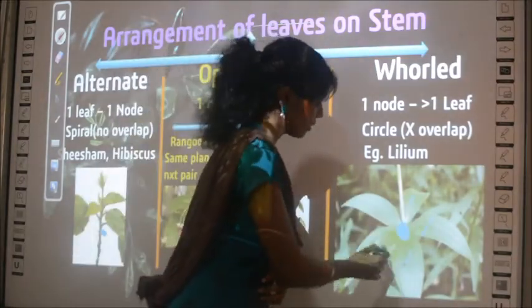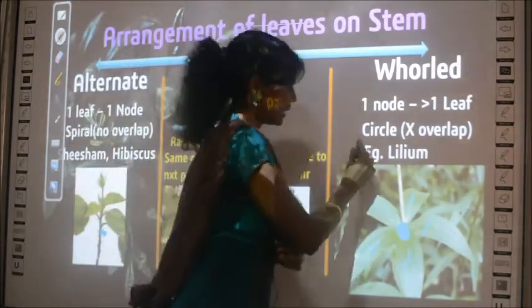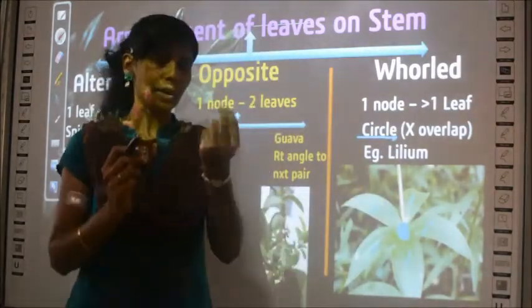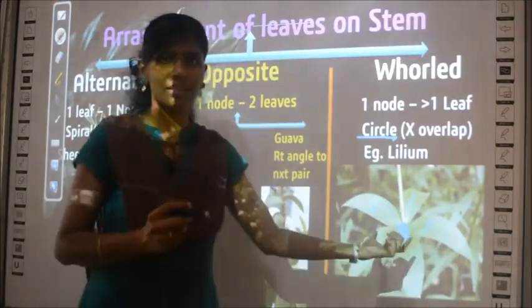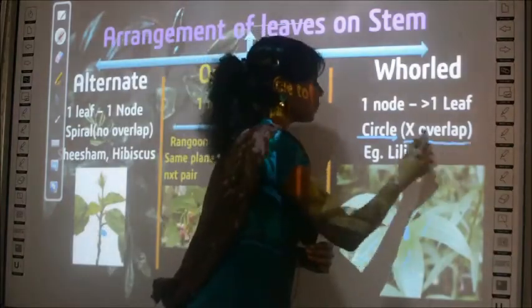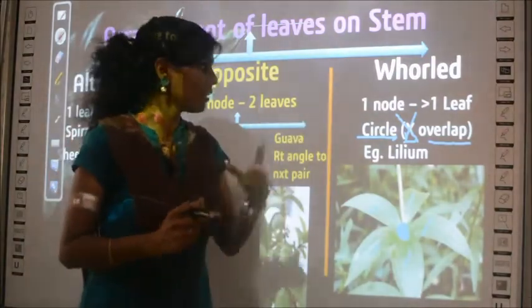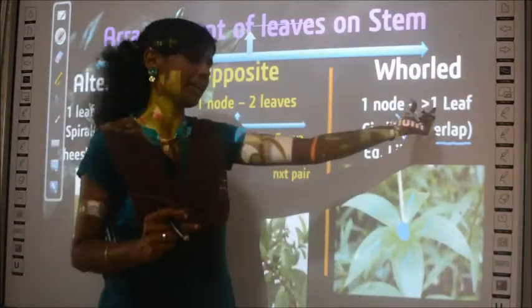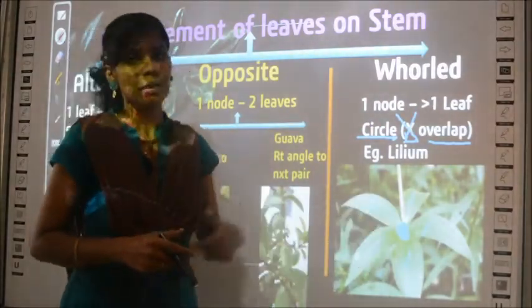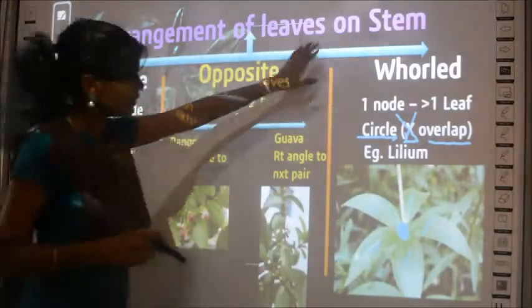1, 2, 3, 4 and 5 leaves you have, and they are all arranged in the shape of a circle, and in such a way that they do not overlap. See, there are 5 leaves in one node, but they don't even touch each other, right? So how wonderfully it is made. So that's why it is said they do not overlap or touch each other. So in whorled type, what do you have? One node, more than one leaf, greater than one leaf. Example, lilium. So this is the lilium plant.